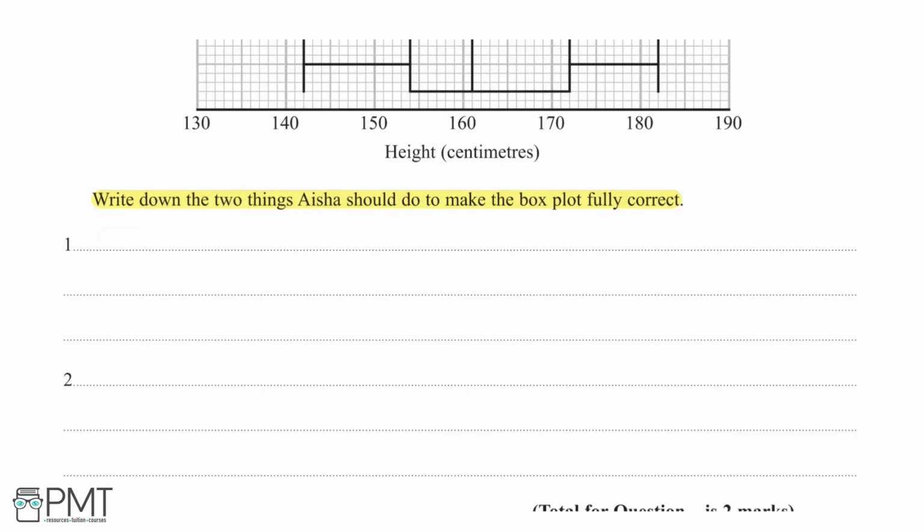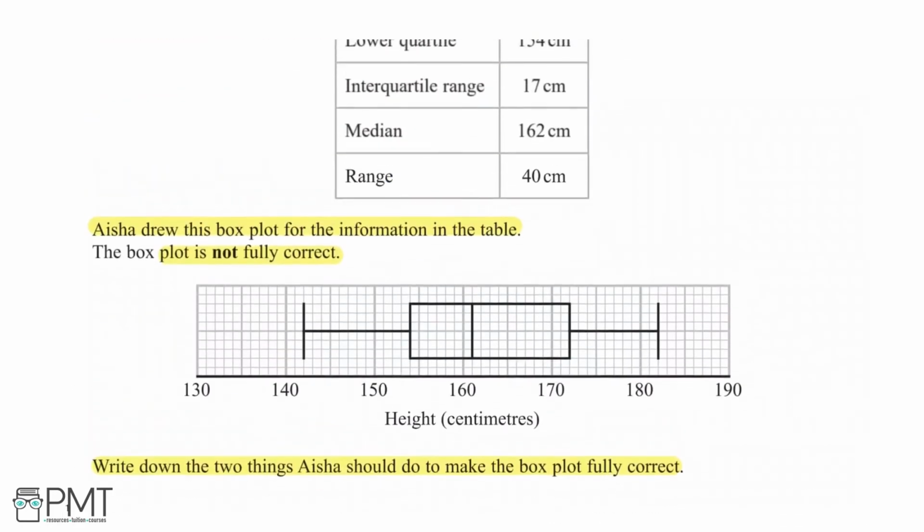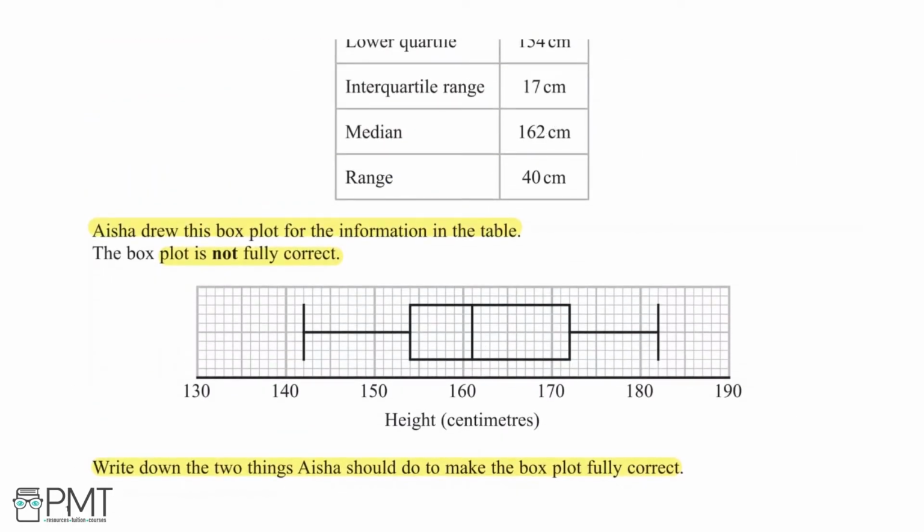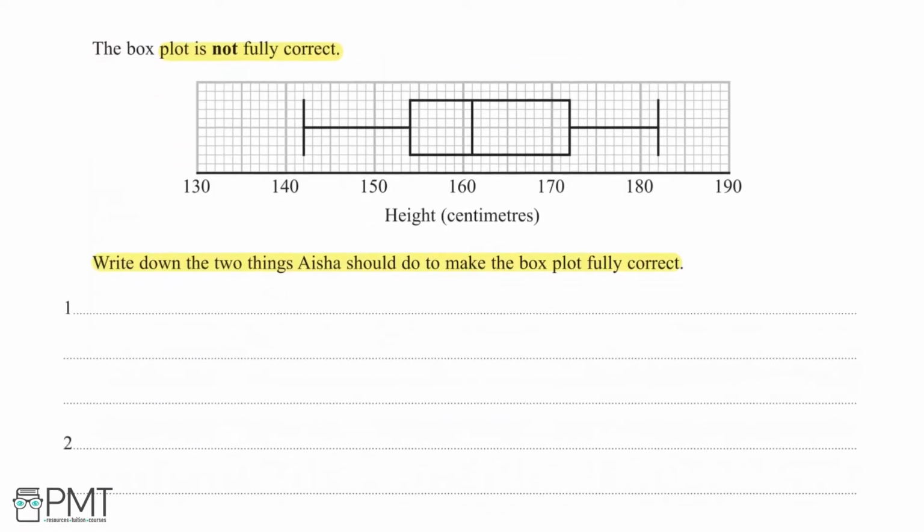The first point I'm going to pick up on is that she needs to plot the median at 162, not 161. The reason is because it's 162 here. These are 1 division, so it's at 161 there. So plot the median at 162, not 161.